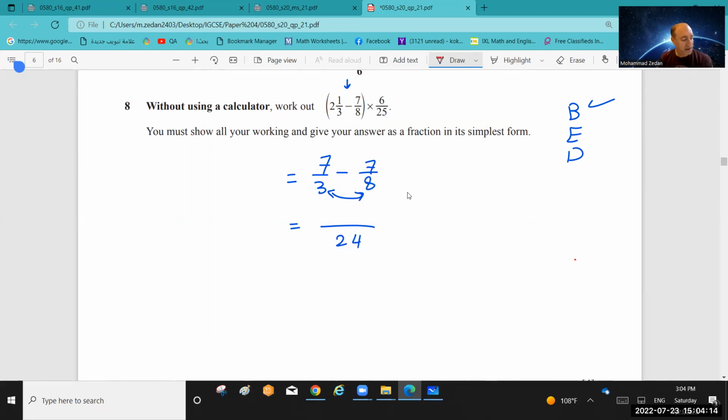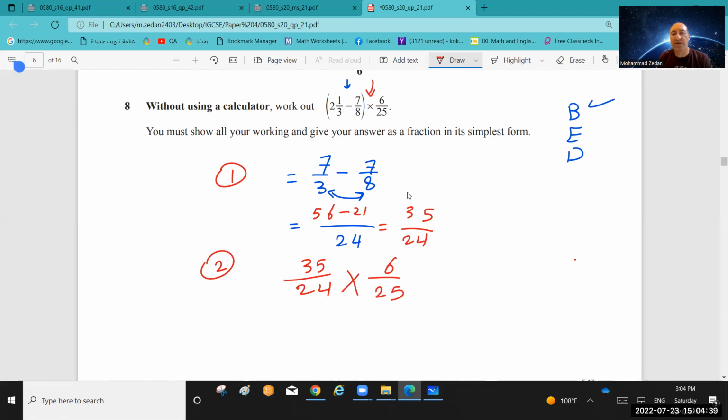8 times 7 is 56. 56 minus 3 times 7, which is 21. The answer is 35, so 35 over 24. This is the first step, number 1. Step number 2: take 35 over 24 and multiply it by 6 over 25. That's very easy, very simple.